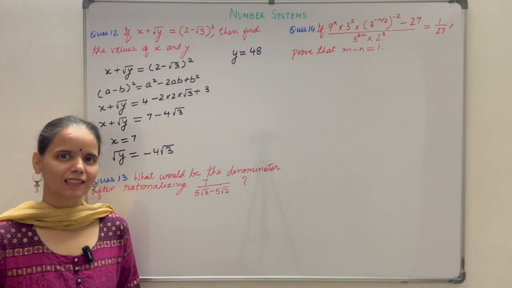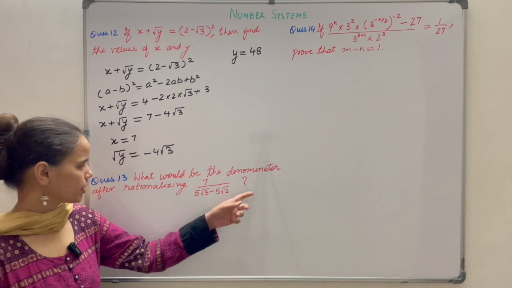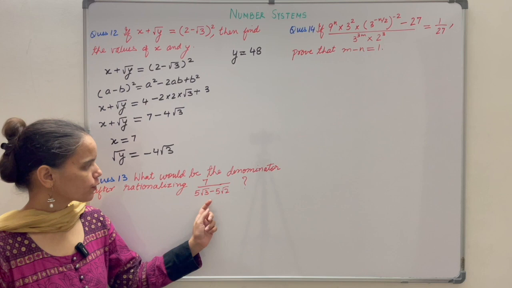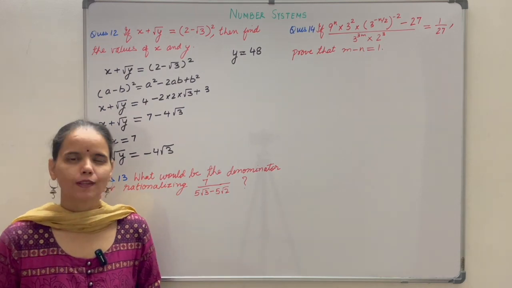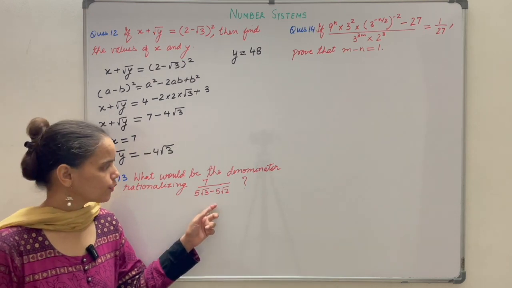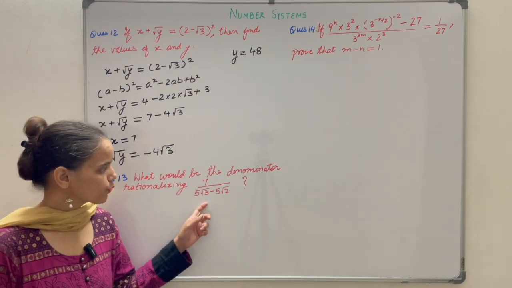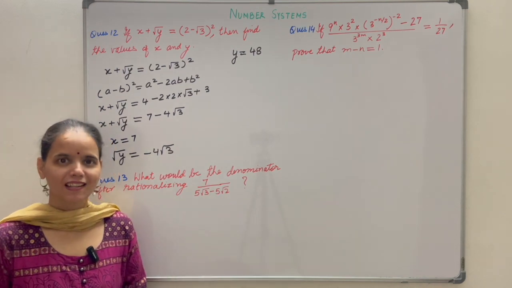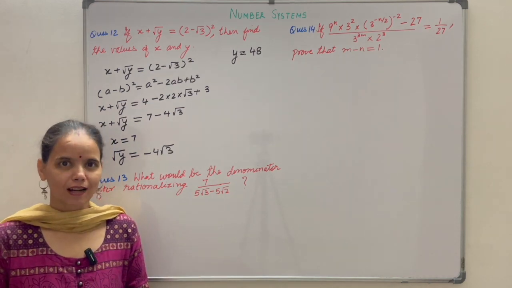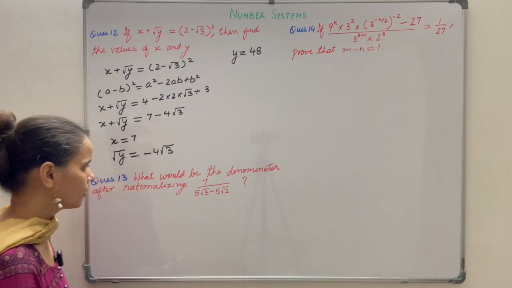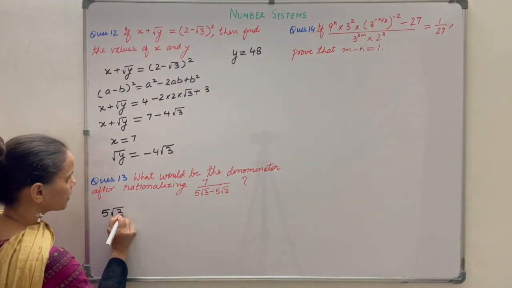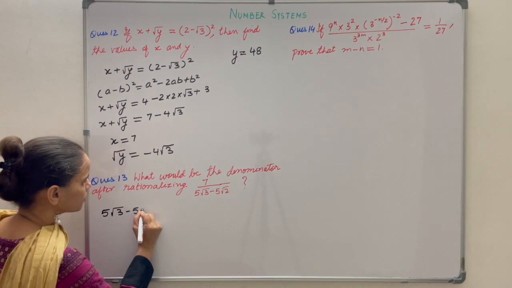Now let us take the 13th question. What would be the denominator after rationalizing 7 upon 5 root 3 minus 5 root 2? In this question, it is asked, what would be the denominator after you rationalize it? As of now, you can see the denominator is an irrational number. So you have to convert this irrational number into a rational number. So let us do that. In the denominator we have 5 root 3 minus 5 root 2.